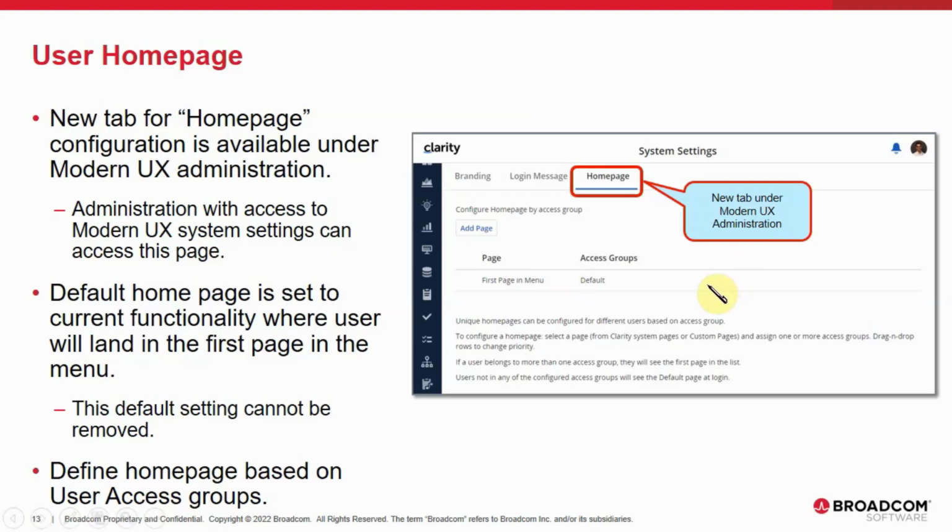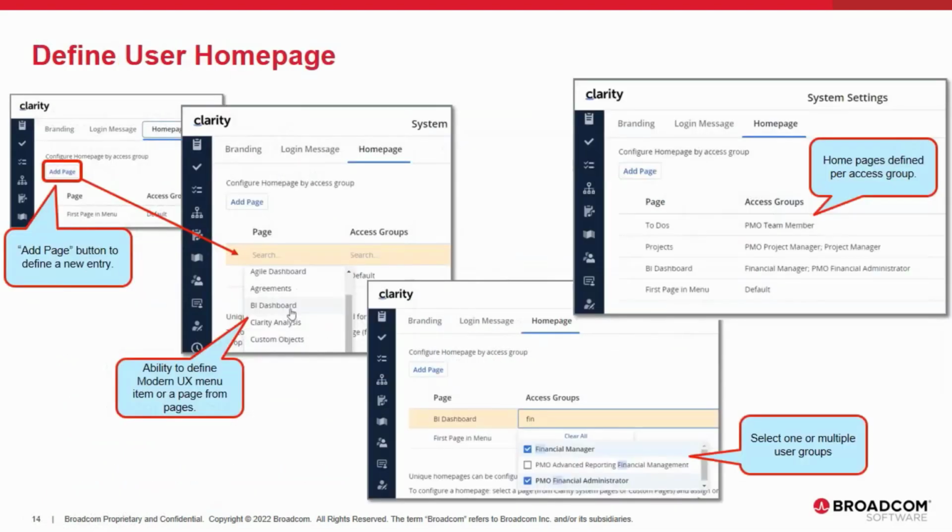Defining of this access or the home page is based on the user access groups only. To define the home page for individual users, the flow is as follows. Once coming into the system settings and home page, the administrator can click on the add button. Clicking on the add button will add a new row underneath the definition. The first column will allow the administrator to pick which page they want the specific user group to land on. They can only pick one page.